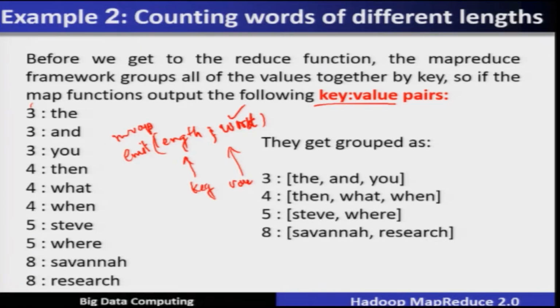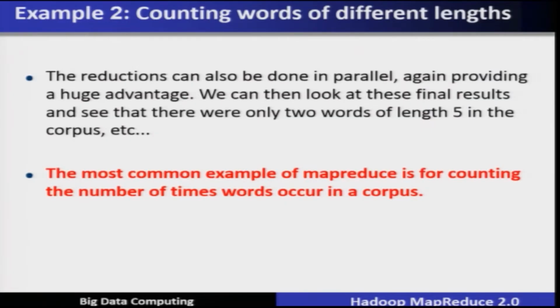Now, the reducer will accept this format, and it will be grouped by key. The reducer will collect the key and output the corresponding list of words. For example, here you can see that for length 3, the 3 different words which appear are clubbed together as a list. This will be the output of the reduce function. So, the reductions can be done in parallel, again providing a huge advantage.